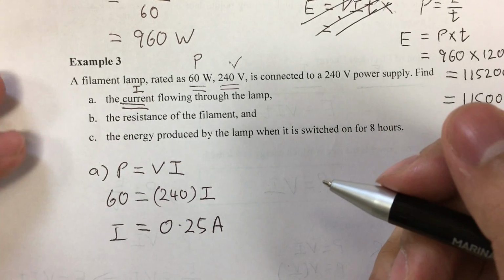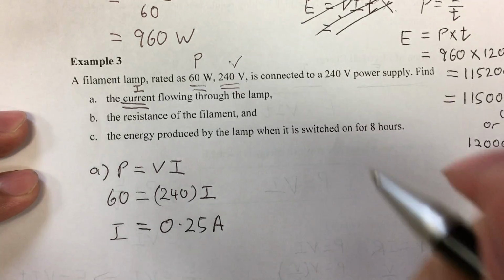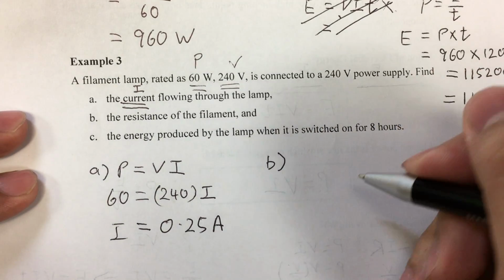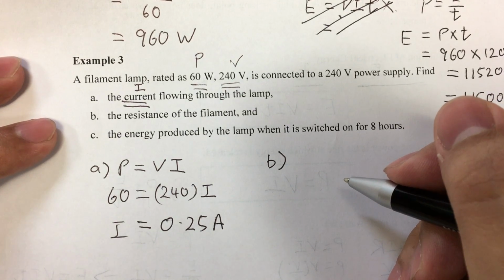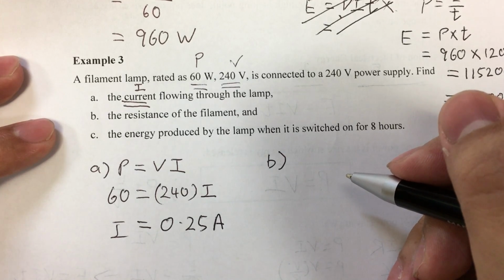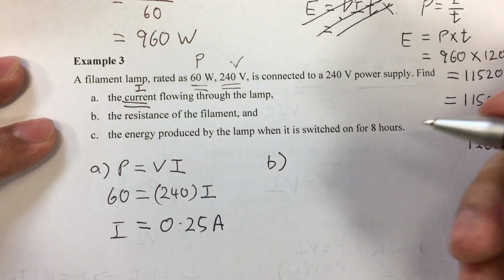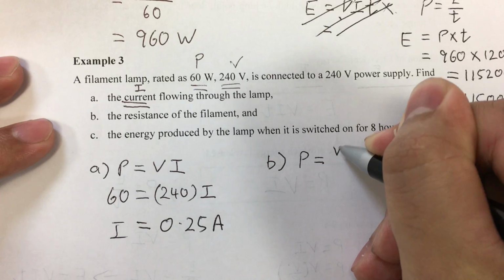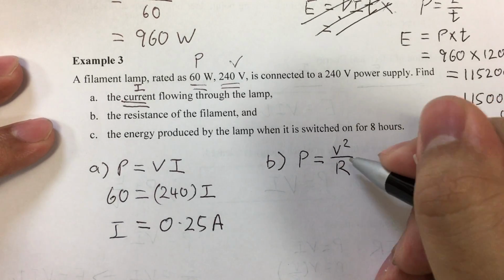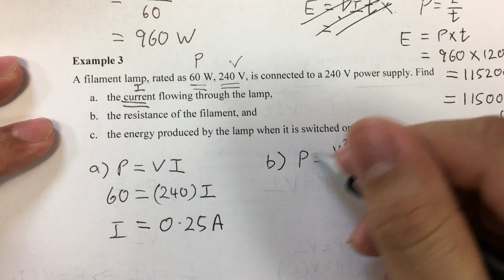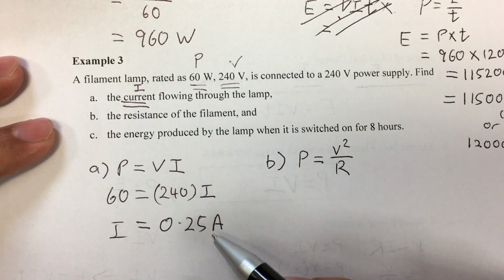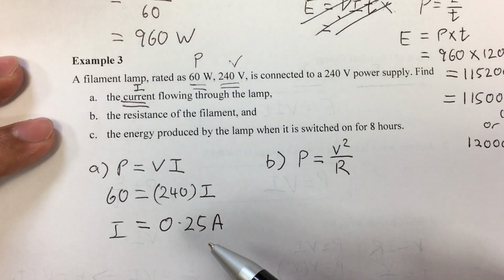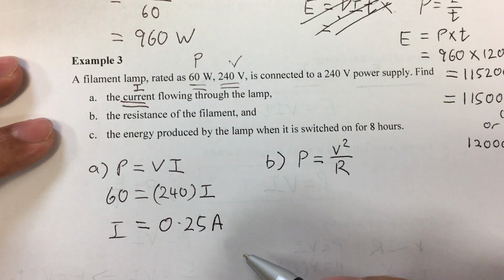So is this our final answer? Part B. You are required to find the resistance of the filament. Do we have a formula that can allow us to find the resistance straight away? Yes, we do. What is the formula? Power equals V squared over R. If you remember this formula, you will be able to do it quite quickly. If not, you can always continue from here. Remember, there are multiple ways to get the same answer, especially for the topics on electricity.